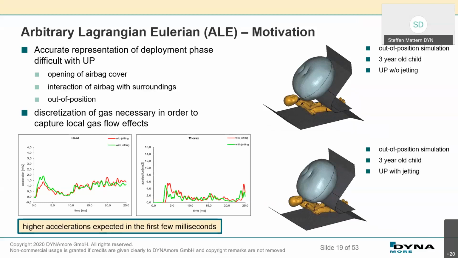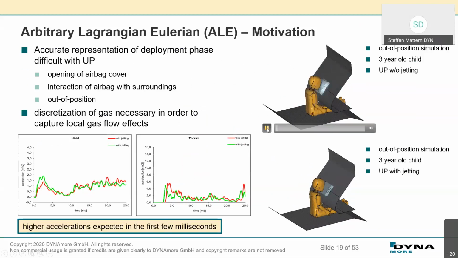But as you see here, the acceleration signals of the head and the thorax look pretty similar. So even activating the jetting option did not change anything. What did we want to change? We saw from the experiments that we expected higher peaks, higher acceleration peaks in the beginning of the deployment.